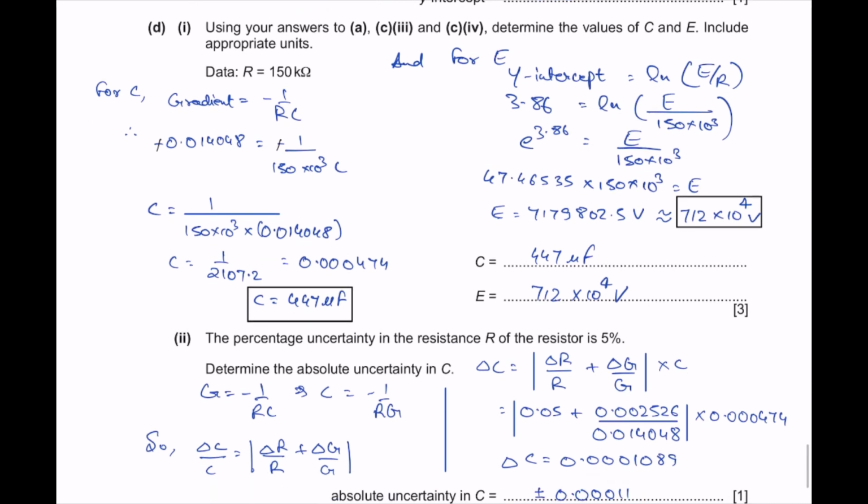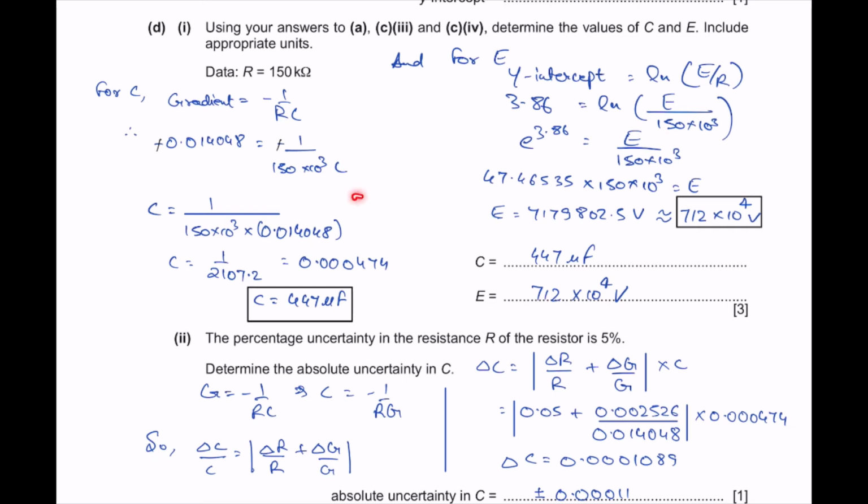Now the D first part: by using your answers to A, C third, C4, determine the value of C and E, including appropriate units, if the data given for R is 150 kilo ohm. So we know that the gradient is minus 1 upon RC, and the gradient we have already calculated. R is given to us, so we can easily find out the value of C.